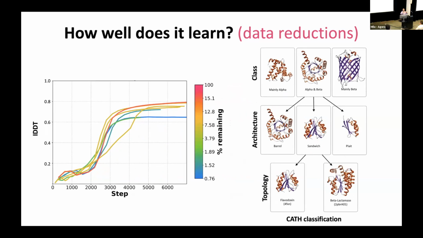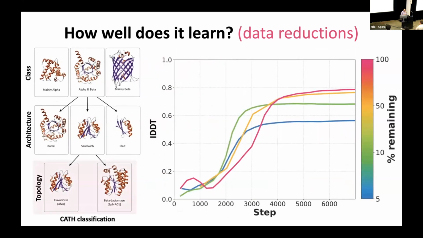These range from what they call topologies, which are low-level changes in structure, all the way up to class, which are very large groupings. So class corresponds to mainly alpha helical or mainly beta sheet proteins. These are really big groups, essentially dividing the PDB into like three different categories. So very large splits. What we did here was to hold out entire topologies, and then test on the held out ones. So now we're structurally stratifying the PDB.